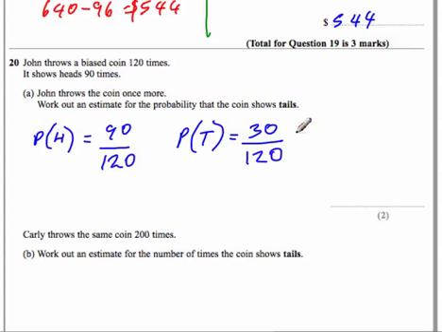I'm going to cancel that down. I'm going to divide by 10 first of all, which means that these will go. And then I'm going to divide by 3. Divide this by 3 and divide this by 3, and I will get 1 out of 4, 1/4.